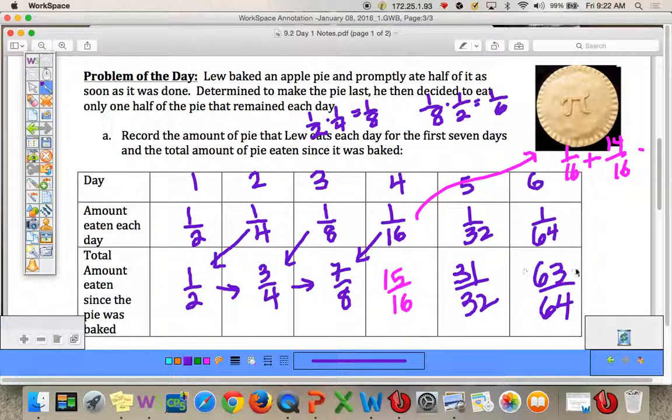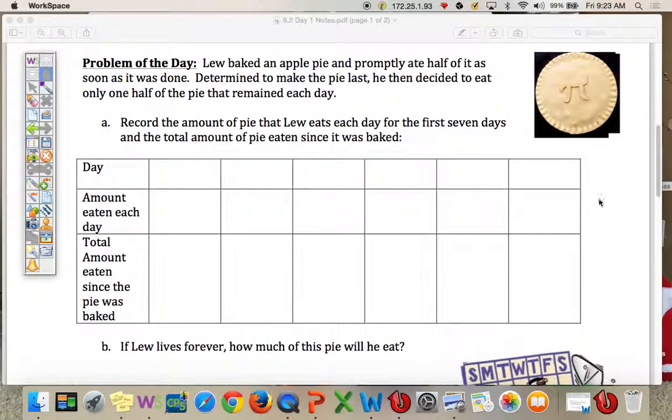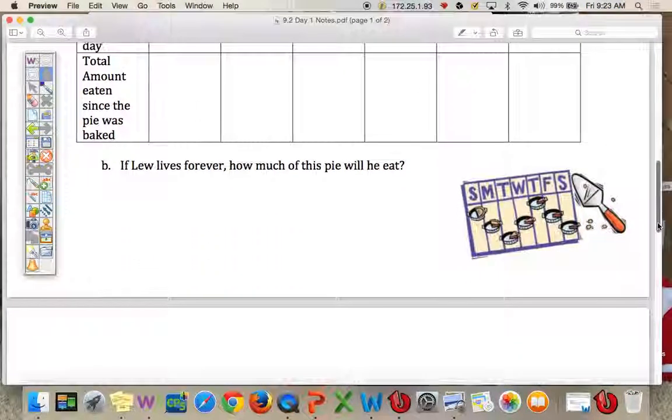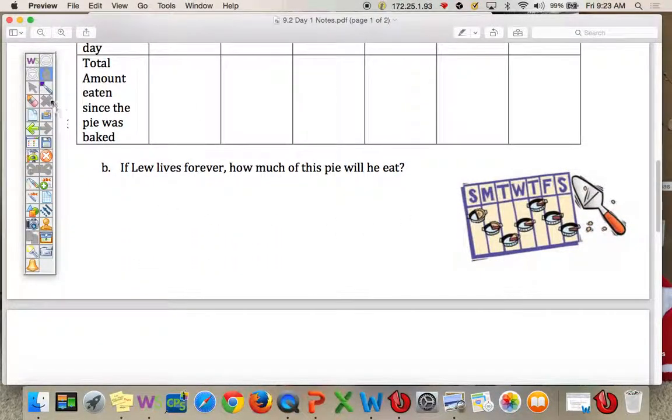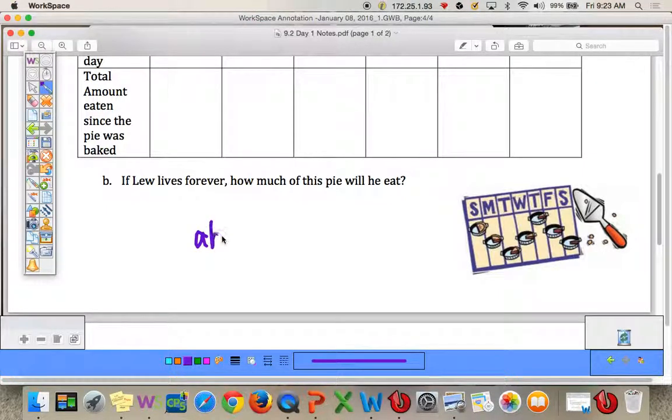All right, if you calculate the 63 out of 64ths of the pie, he's eaten almost that whole pie. But still, there's a little bit left that we can cut in half to eat. So the question is, if Lou lives forever, about how much of this pie will he eat? He's going to eat about the whole pie. There'll be crumbs left that he can still cut in half, but he's going to eat about the one whole pie, I should say.